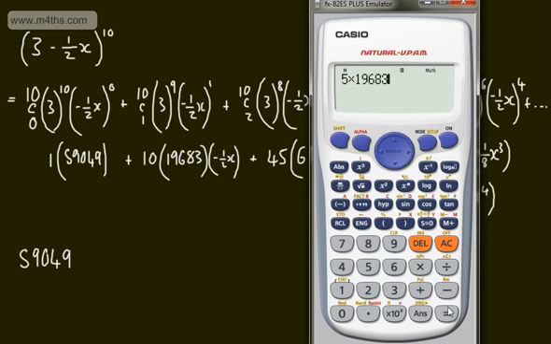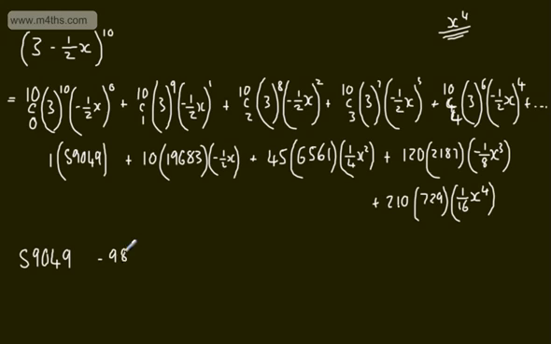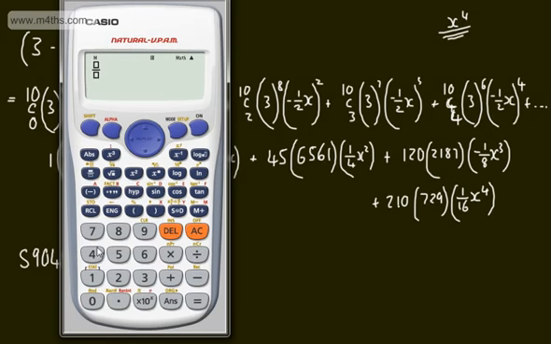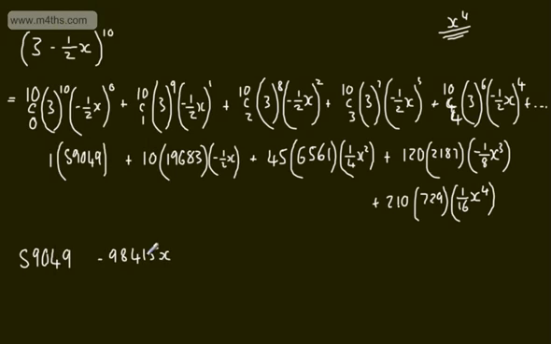As you can see, accuracy is really quite important in this particular topic. So that's going to give us 98415. So minus 98415x. Let's now look at this one right here. So let's go ahead and do that. We're just going to plug this in the calculator. We're going to have 45, and that's going to be 45 times by 6561. We're going to divide this now by 4, and it will be now a positive term. So let's check that all looks good, and that's going to give us now this quantity right here, 295245.